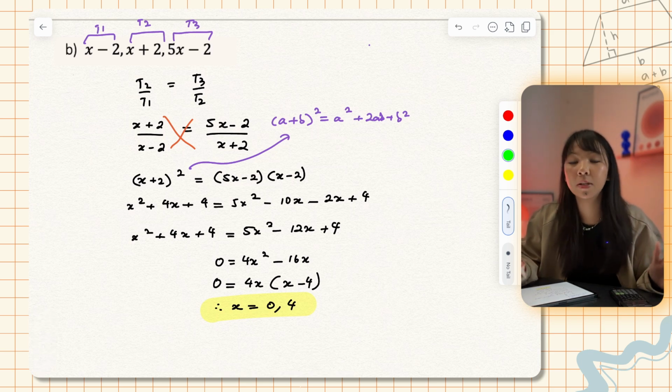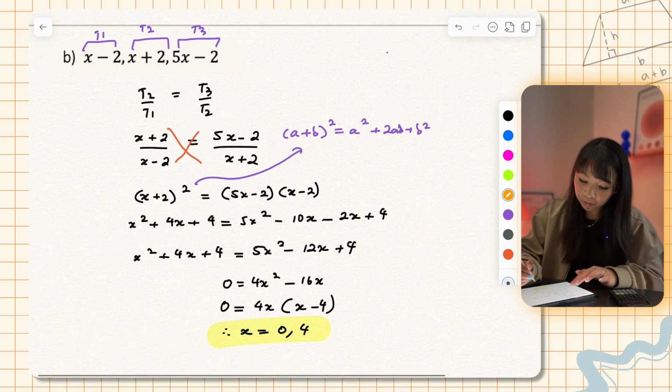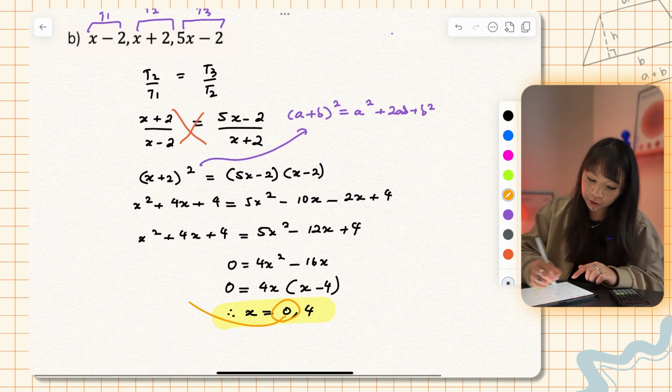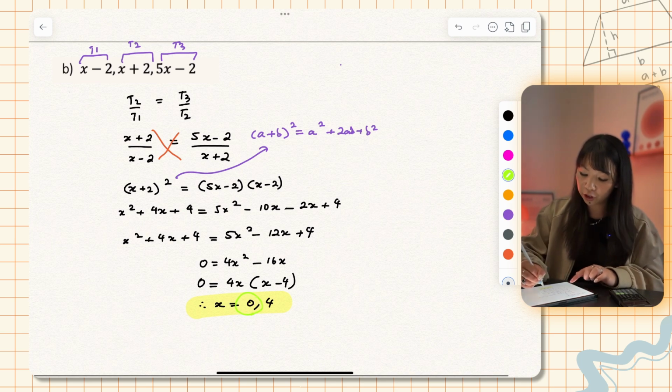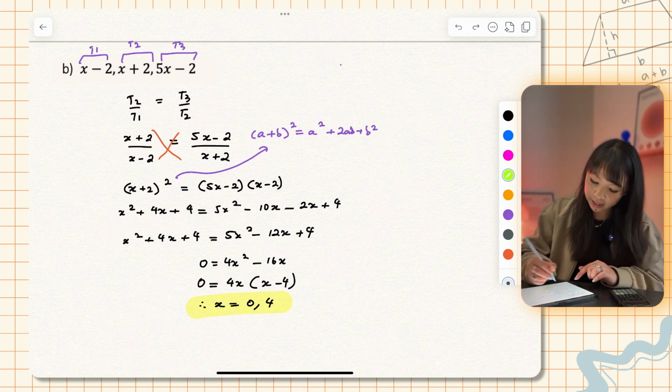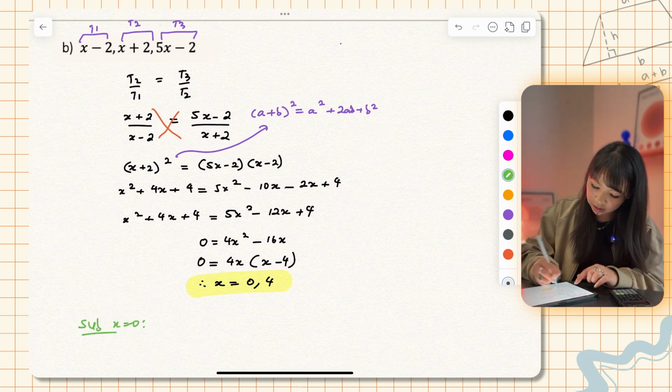This is also a really good habit to develop for when you do it in an exam. So if I sub in each of these values into the original sequence, we can see if they actually give us a geometric progression. So if I plug in 0, this one here is when x equals 0.